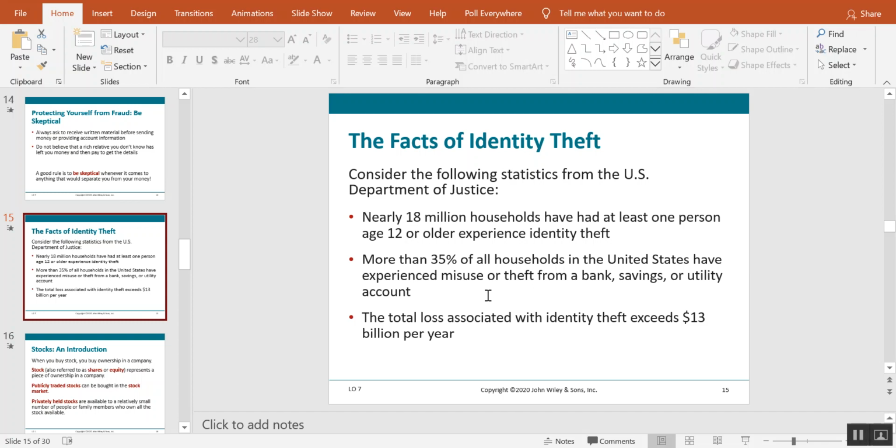I looked at my bank statement one time, it was online, and one of the charges on my account was for something out in California. I had not been to California, so I contacted the bank immediately and told them this was a theft, a fraud, and we were able to get that rectified right away. By the way, the losses that are occurring because of this exceed $13 billion a year.